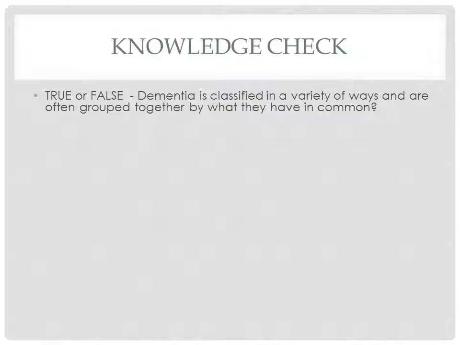All right, time for our first knowledge check. True or false? Dementia is classified in a variety of ways and is often grouped together by what the types have in common. This is true.